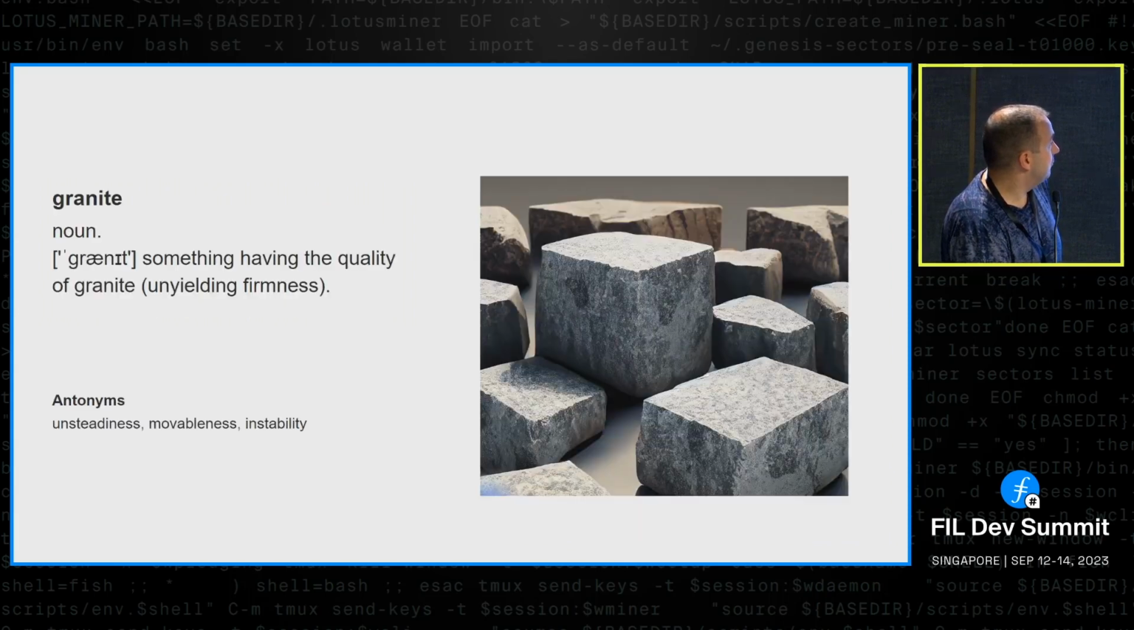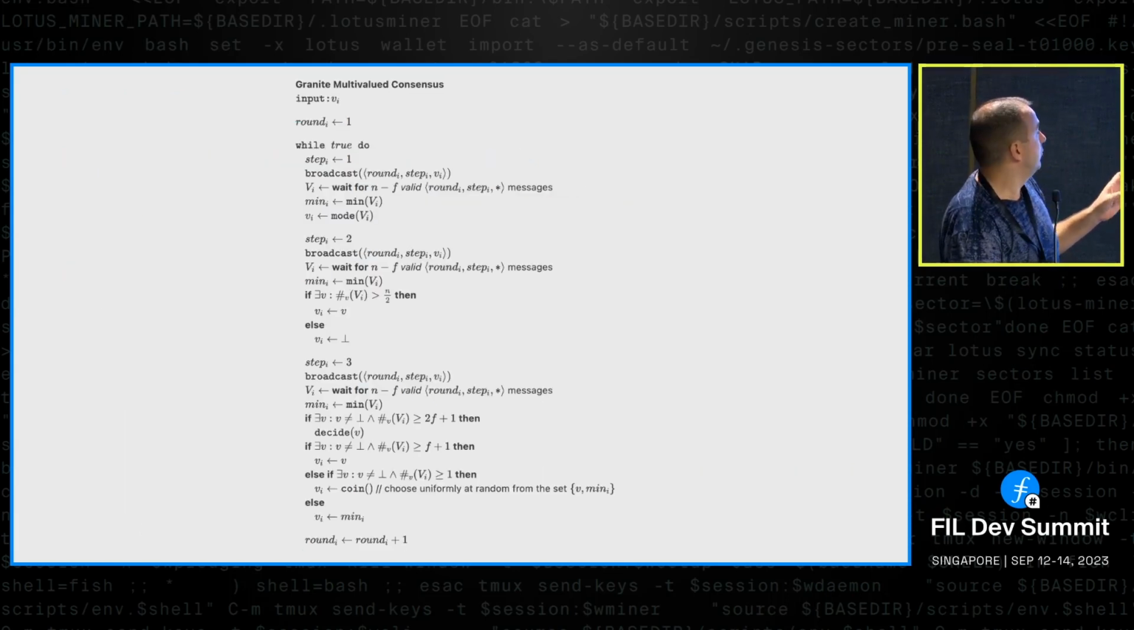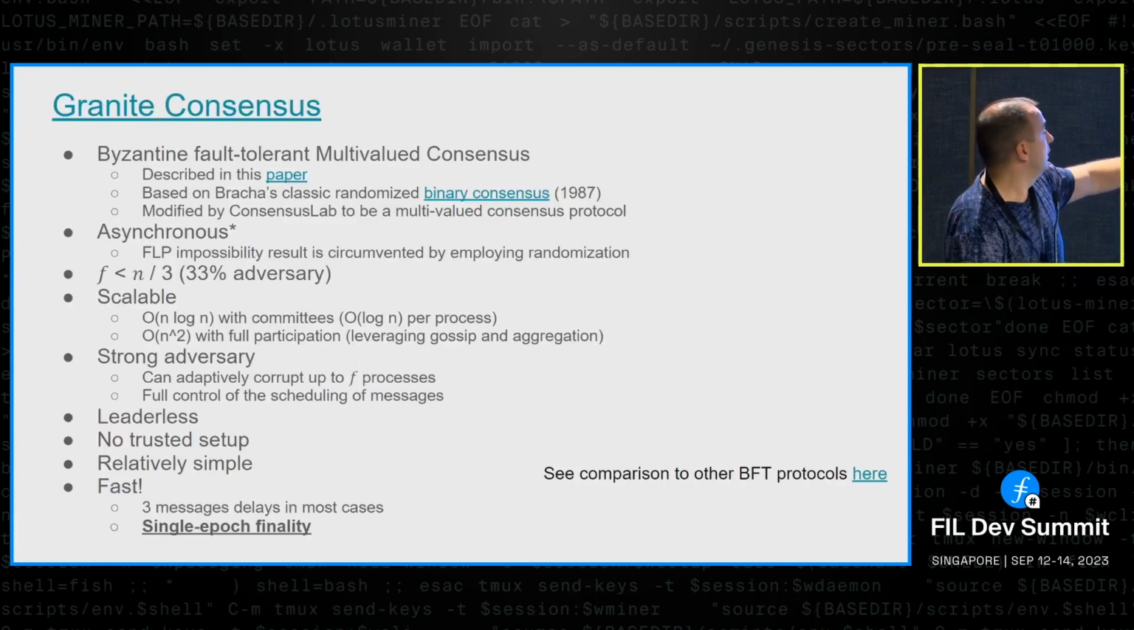Granite, as the name suggests, was chosen because it demonstrates the quality of something that doesn't change in time, right? So this is why we chose it. I hope you like it. And this is the summary of its characteristics. It's a variant of the classical Ben-Or Byzantine binary consensus, where you do consensus on an input which is 0 or 1, and then we generalized it to multi-valued consensus. It's a fairly simple protocol. I won't go into explaining the protocol, but the high-level logic fits in one slide. So this is the whole high-level logic of the protocol.